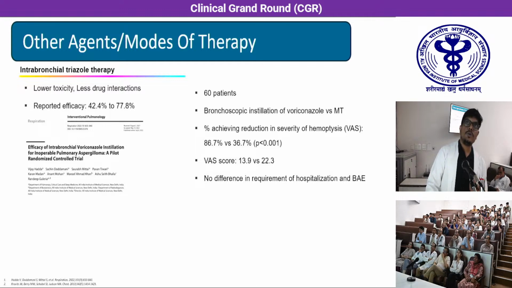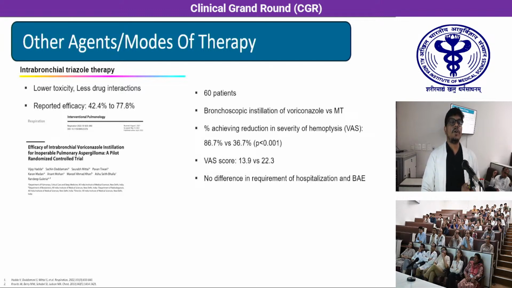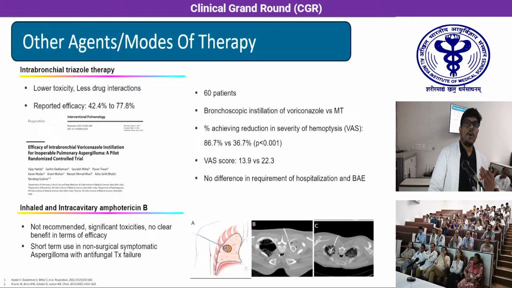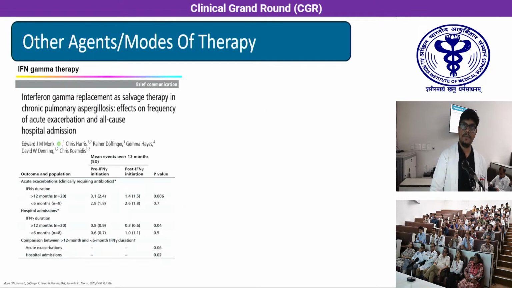So this is from our institute only. Another modality which was tried was intrabronchial triazole therapy. They had given voriconazole 400 milligram weekly for 4 doses and had shown that severity of hemoptysis and percentage of patients who show clinical improvement as well as size of aspergilloma had significant reductions in patients who received intrabronchial triazole therapy. People have also tried intracavitary amphotericin B in patients with non-surgical aspergillomas with antifungal treatment failure. However, the complication rate with this is quite high.